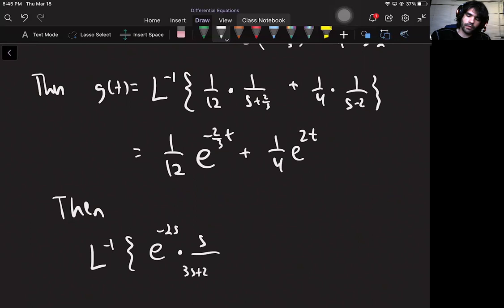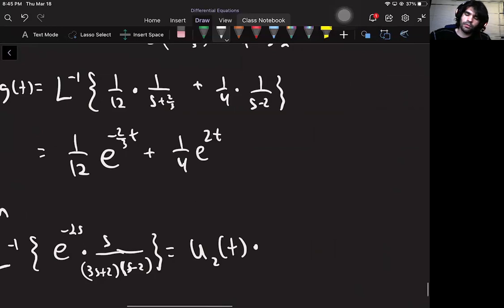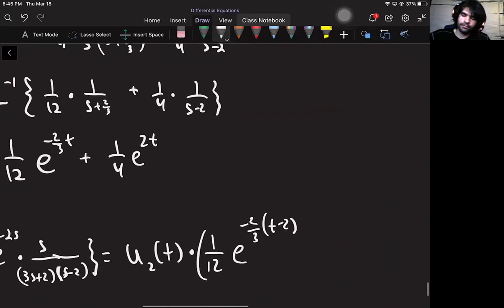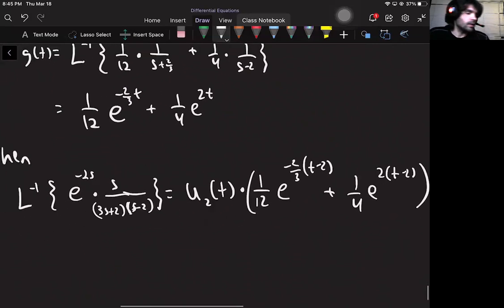So let me just rewrite it here. So it's u2 of t, because I'm shifting by 2, times 1/12 e to the negative 2 over 3. And now I've replaced t with t minus 2. So 1 over 4 e to the 2 times t minus 2. And that's the inverse Laplace transform of that.